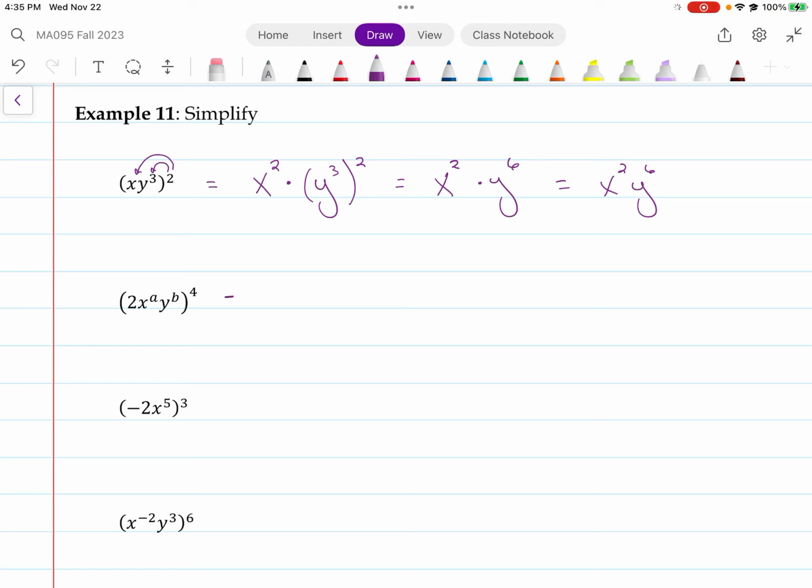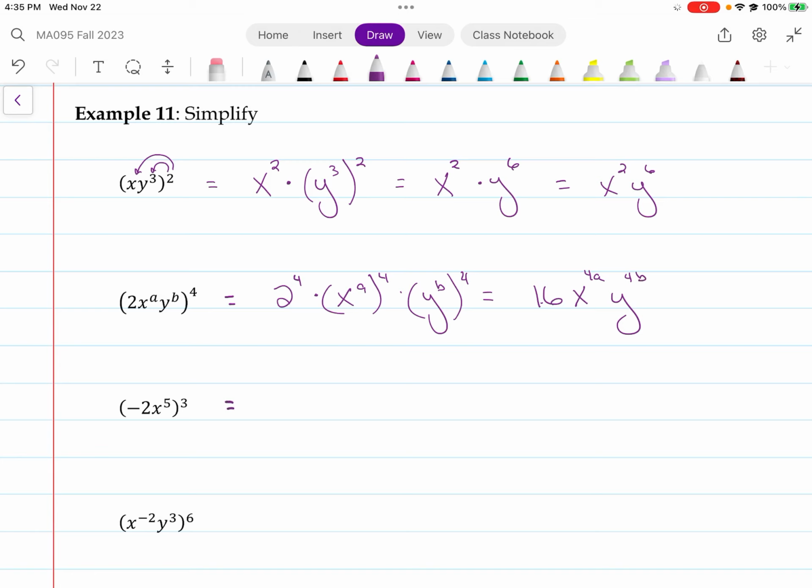All right, next one. So we're going to have 2 to the 4 times x to the a to the 4 times y to the b to the 4. So this becomes 2 to the 4 is 16. X to the a to the 4 means a times 4, which we write as 4a. So x to the 4a, y to the 4b. And that's our final answer.